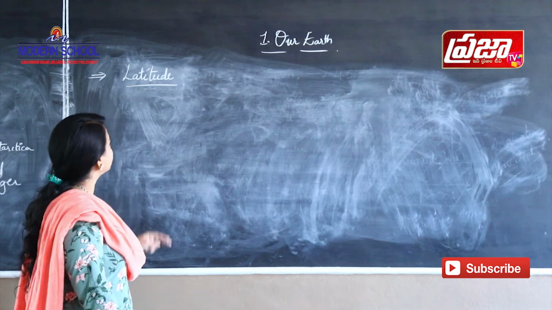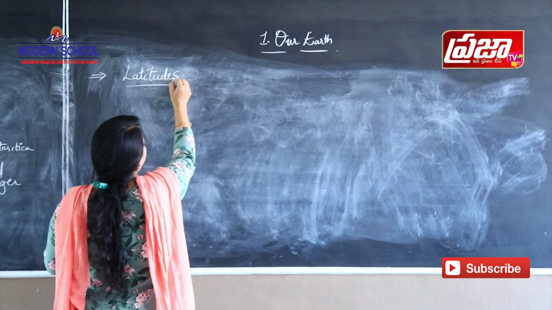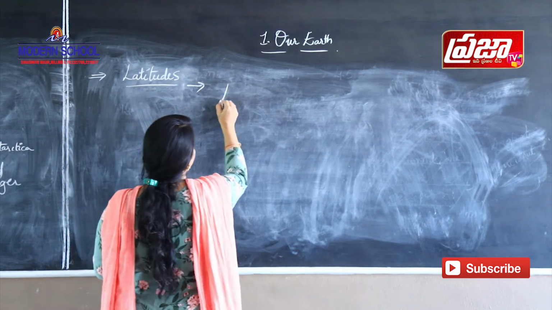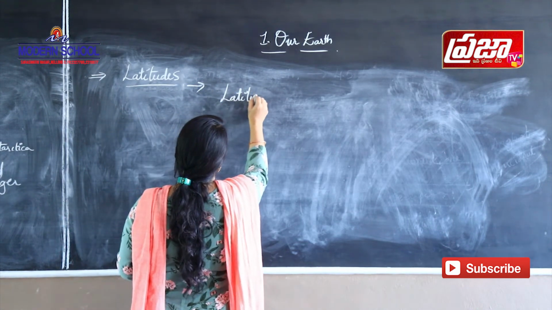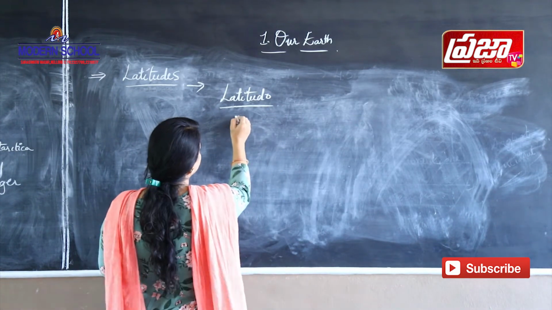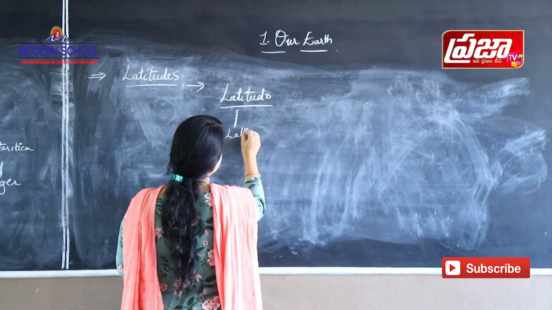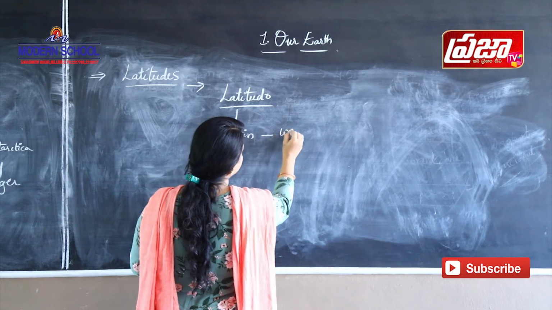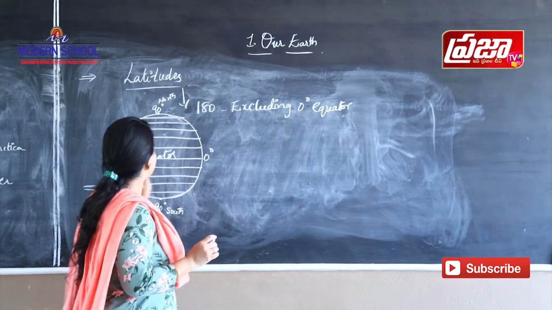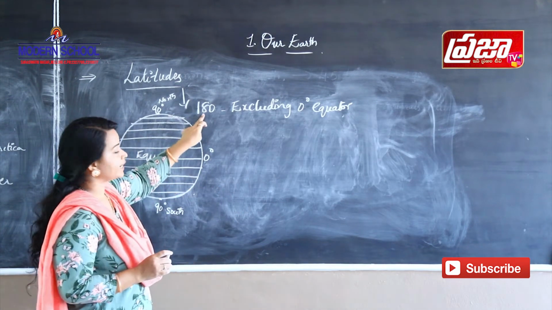So our topic is latitudes. Latitude comes from the Latin word latitudo, which means the width. The horizontal lines on the globe are 180 in number.